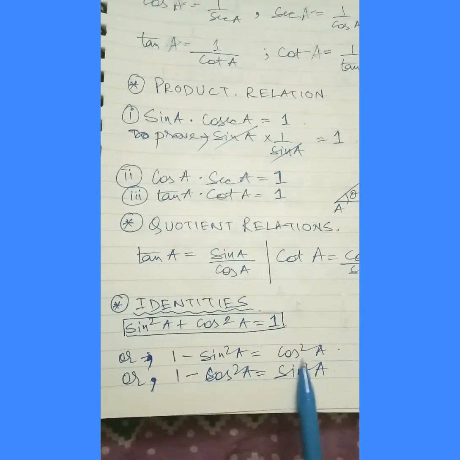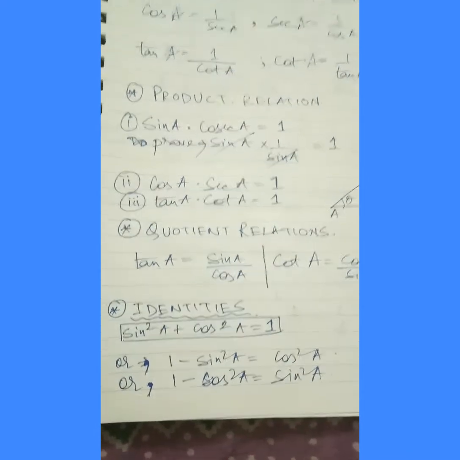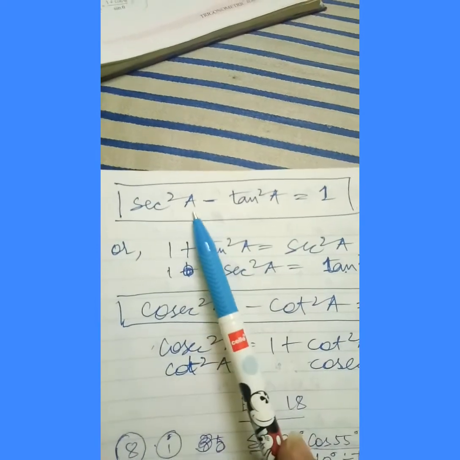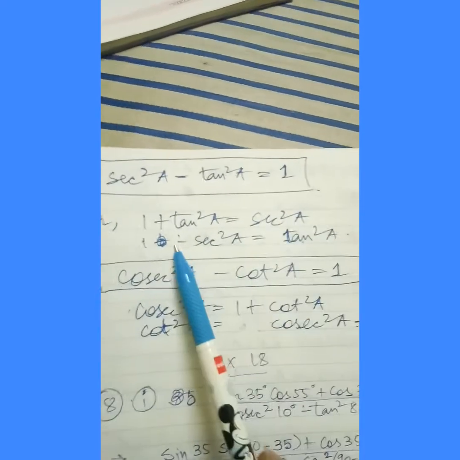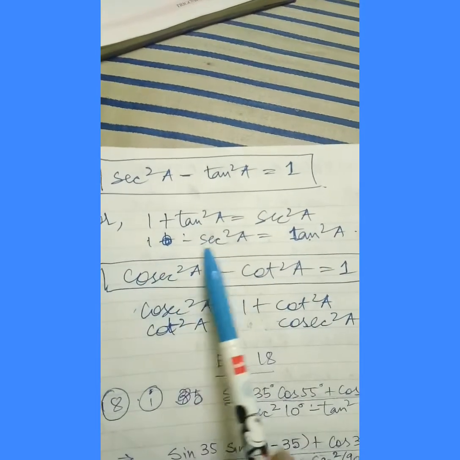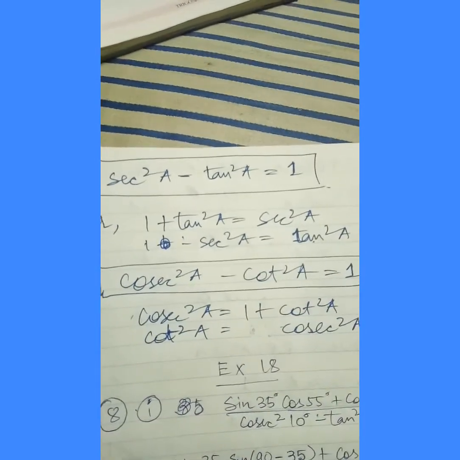1 minus sin² A equals cos² A, and 1 minus cos² A equals sin² A. Okay, next we come to sec² A minus tan² A, which equals 1. Again, transposing this, we get 1 plus tan² A equals sec² A, and sec² A minus 1 equals tan² A.